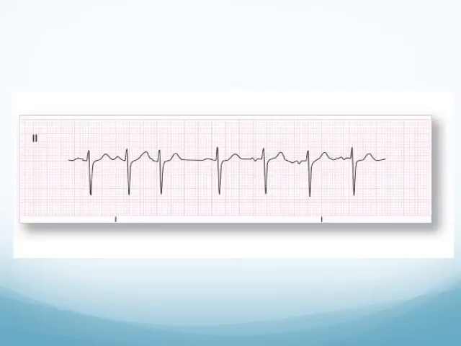Again, looking at our P wave morphologies, we see 1, 2, 3 different morphologies of P waves. It's a P wave with every QRS. And so we have ourselves another wandering atrial pacemaker.